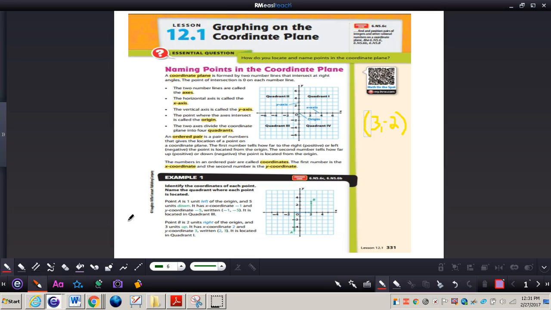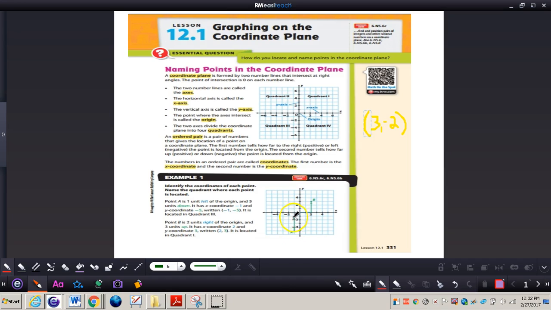Now let's take a look at example 1. It says identify the coordinates of each point. Name the quadrant where each point is located. So let's take a look at point A. So we can see point A is located down at the bottom here. Now in order to figure out where point A is, we can see point A is 1 unit to the left of the origin. Okay, so we can see the reason for that is because it's lined up with -1 on the x-axis. So you can see it started out at the origin. You always start out at the origin or 0, move left 1.